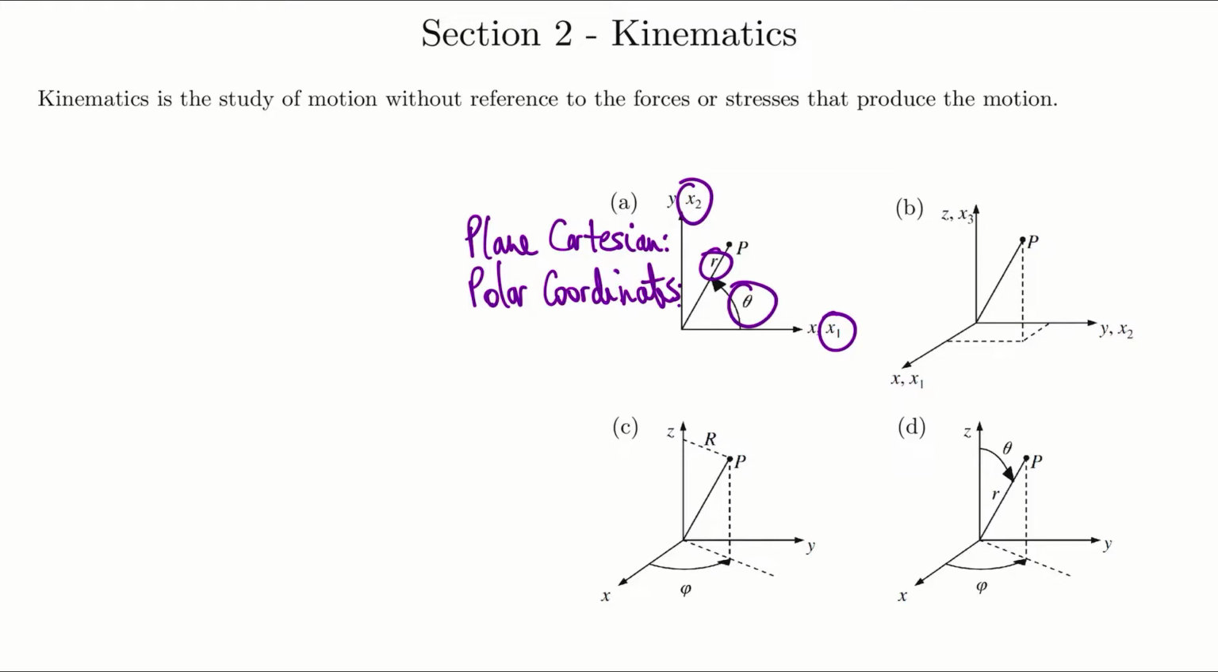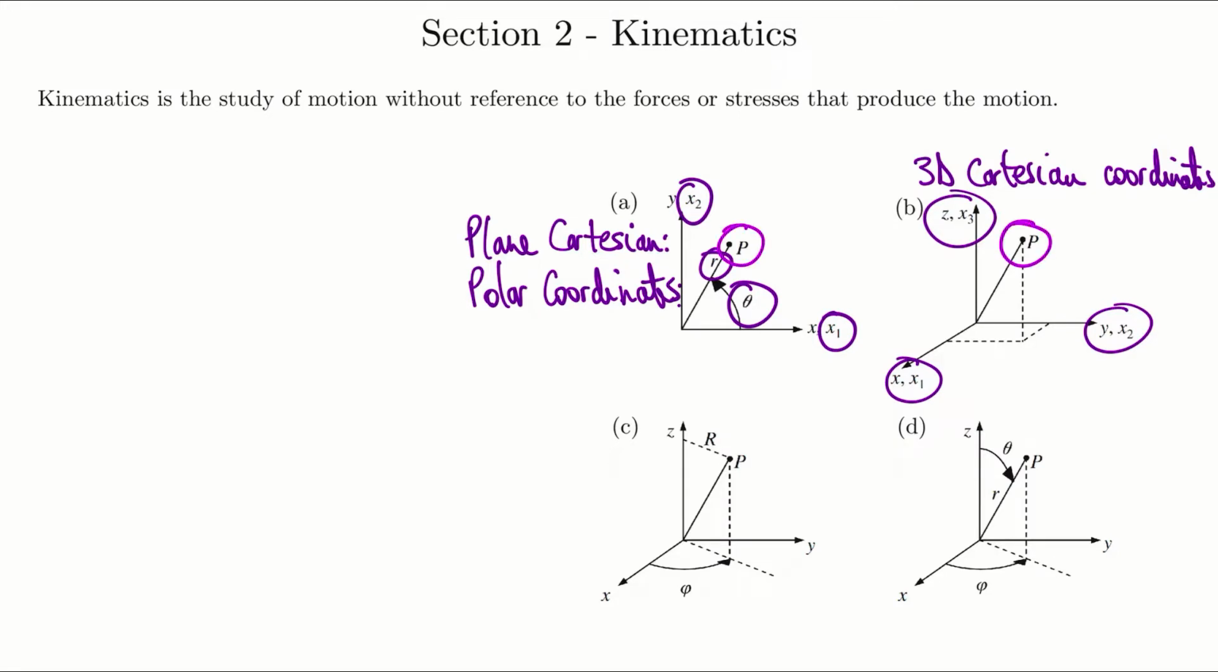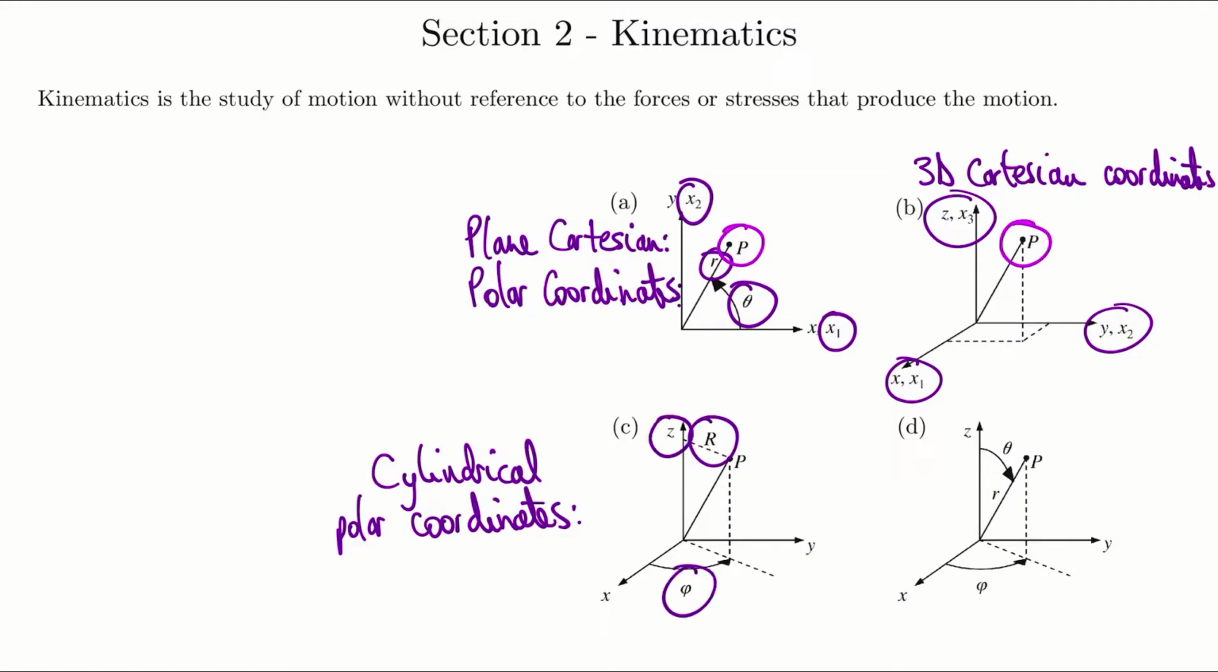B is 3D Cartesian coordinates, with x, y, z, or we've got x1, x2, x3 there. We're using these in each case to define P, which is our arbitrary point in space. C is cylindrical polar coordinates. And there P is defined by this r, or the radius, and then we have this angle, phi, and then we use z as well for cylindrical.